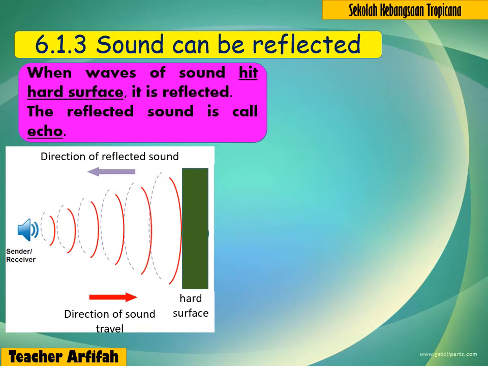Okay, this is the diagram. Maybe you can slowly observe the diagram. Okay, the green color is a wall, a hard surface wall. Okay, this is the sender or the source of sound. Okay, when there is a sound, the wave hit the hard surface. Okay, yang merah ni ialah direction of sound travel. It bounce back to the receiver. The sound bounce back to the receiver. Maksudnya bounce back tu reflection lah.